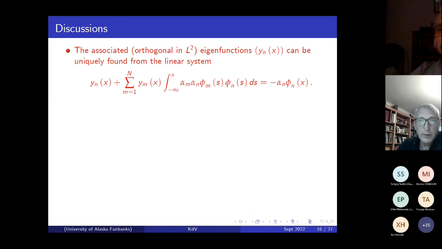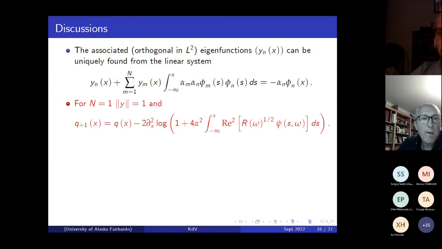And a little bit more about eigenvalues, or I would say eigenfunctions associated with embedded eigenvalues. They can all be found by solving this linear system. It's a system of n linear equations on the eigenfunctions. And for n equal 1, the L2 norm of y is 1, and the potential has this form. So it's pretty much explicit.